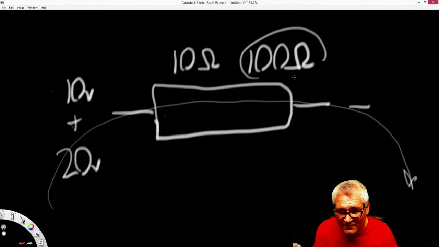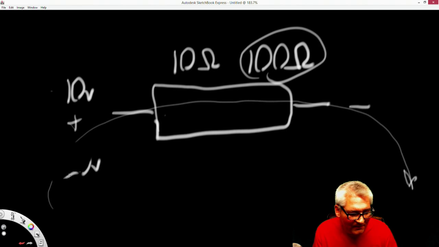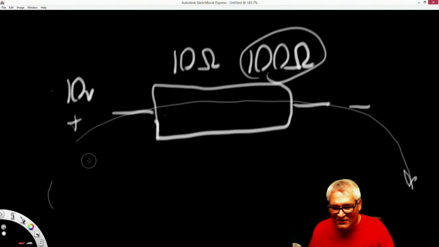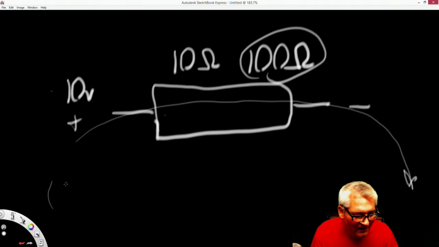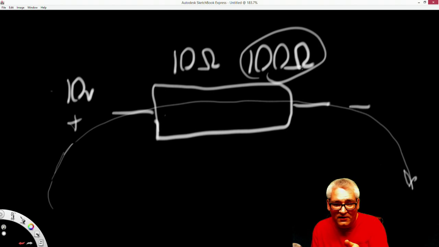Why is it a 100 ohm resistor? Because we surged it with 20 volts. And let's say we just put 20 volts into it. We just say, okay, we surged it once and that's all we need.